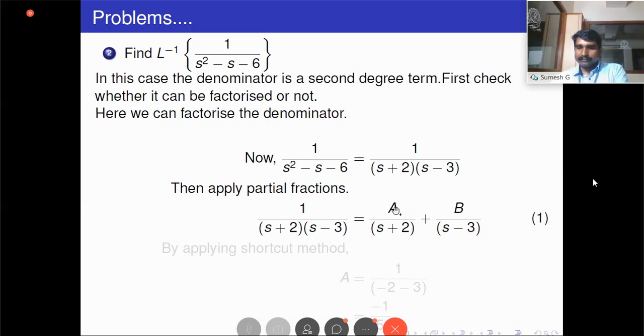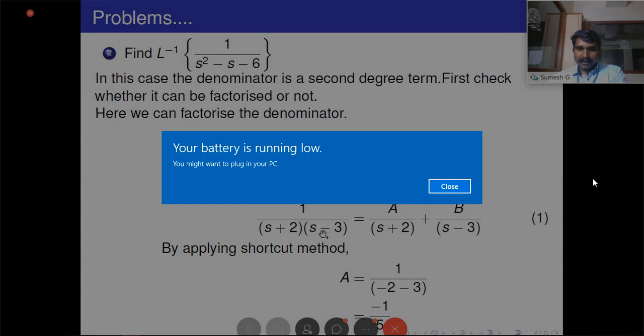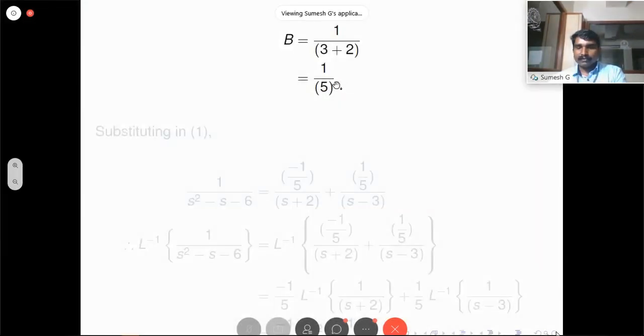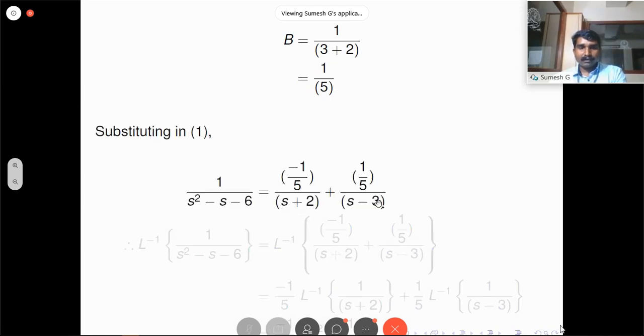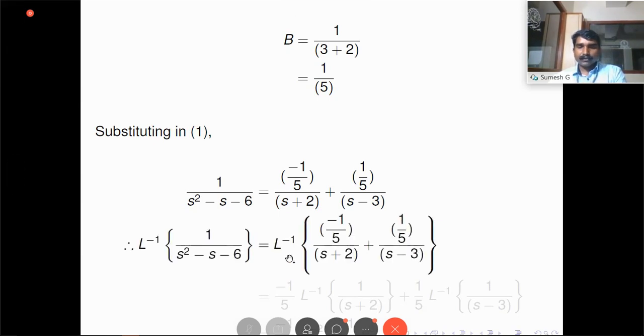To find a, you have to substitute s equal to minus 2 in the left side except the factor s plus 2. So here we substitute s equal to minus 2. The value of a is minus 1 by 5. And to find b, we have to substitute s equal to 3 in the LHS, except the factor s minus 3. The value of b is 1 by 5. Substituting in equation 1, we get it like this. We can find the inverse.